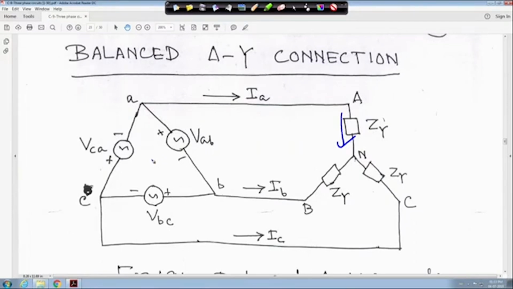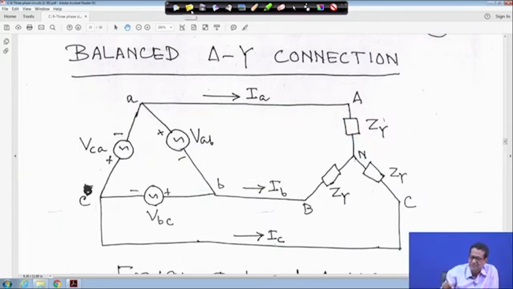So in here also the same philosophy will be there: your line voltage will be √3 times phase voltage, and these are the currents IA, IB, IC, and this is the neutral N, with ZY, ZY, ZY. The source is delta and the load is star, but here the line current is equal to the phase current. Here the phase voltage is equal to line voltage by √3, because line voltage is equal to √3 times phase voltage. The rest will remain the same. So this is the circuit diagram, with all polarities as instantaneous polarity.